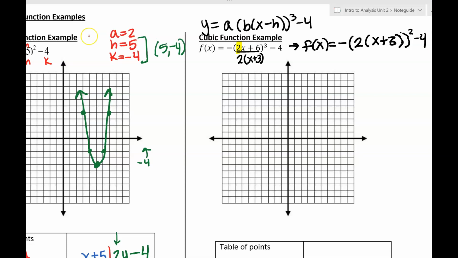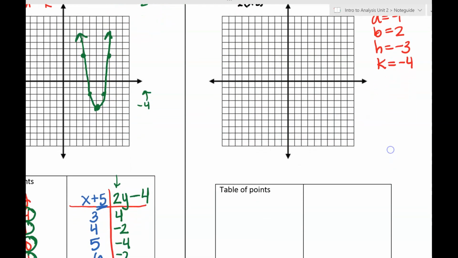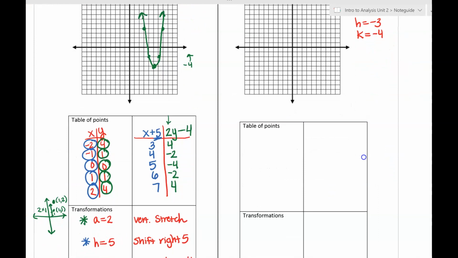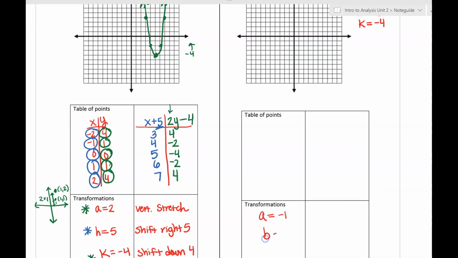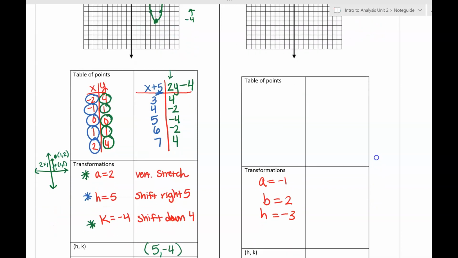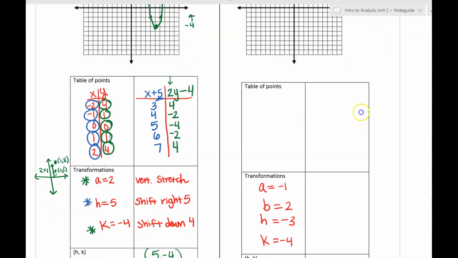So this gives us an a value of -1, a b value of 2, an h value of -3, and a k value of -4. Then I want to remember what each of these do. So I'm going to take those and write out their transformations, and then what does that do to my arithmetic for my points. So my a value of -1, my b value of 2, my h value of -3, and my k value of -4. Okay. So what do these do?